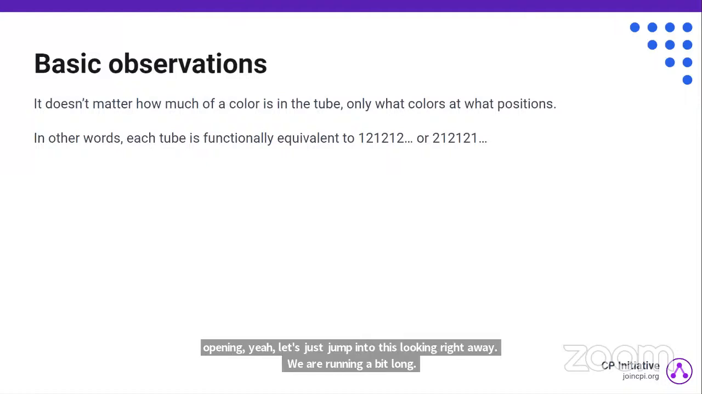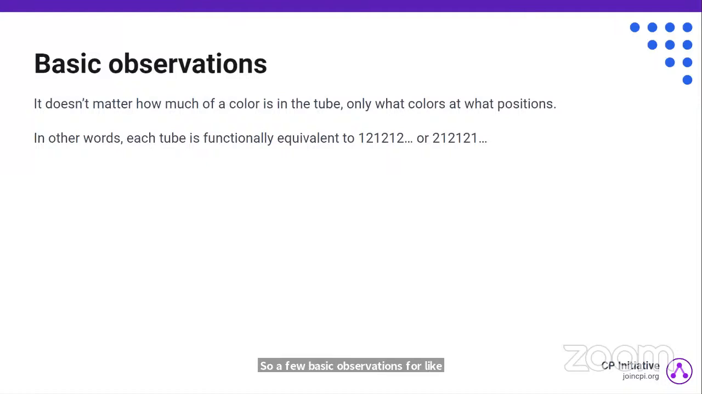So, a few basic observations. For the sake of simplicity, it doesn't really matter how much of a color is in a row in a tube, only what colors are at what positions in what order. So in other words, each tube is functionally equivalent to either 1 2 1 2 1 2 1 2 something, or 2 1 2, and 2, and 2 1, and so on.